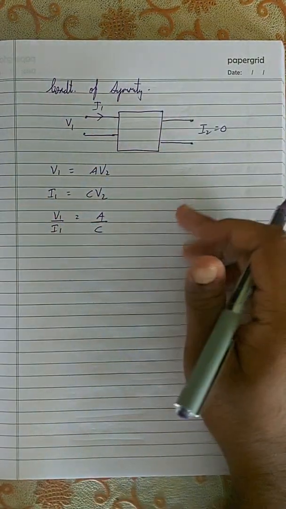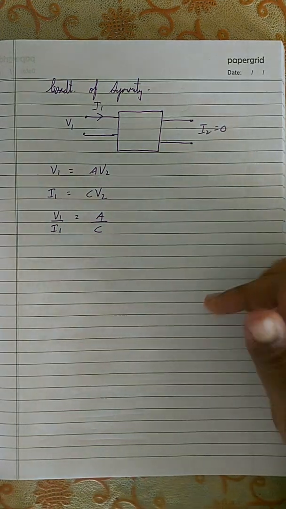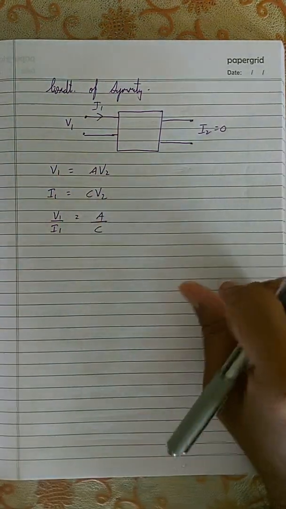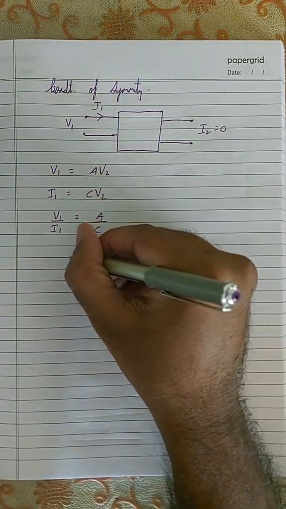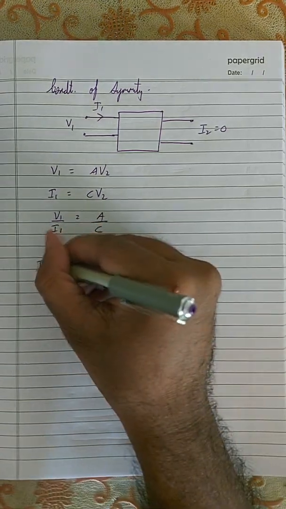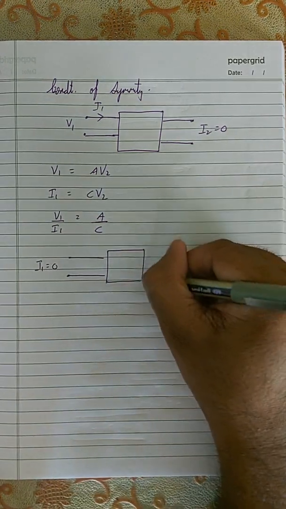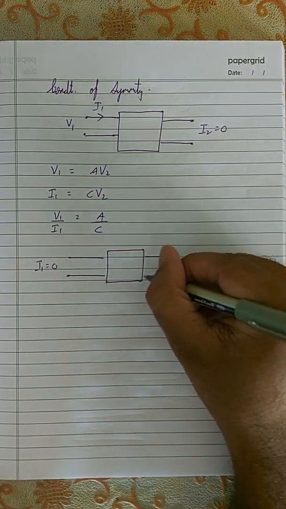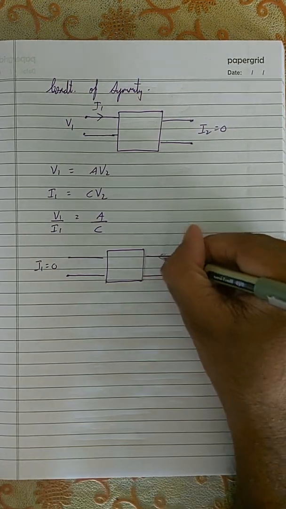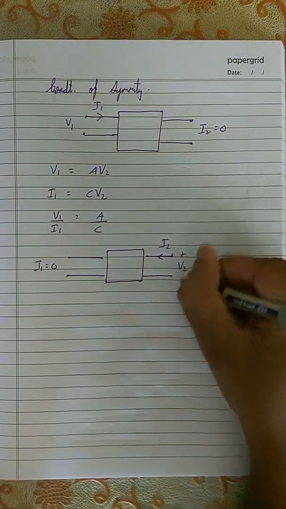Then in the second case, I'm going to find the ratio of V2 by I2 keeping the other port, that is the input port, open. So the input port will be open, therefore I1 is equal to 0, and here this is your network, and this is your output port as usual, and here this is voltage V2 and this is I2.